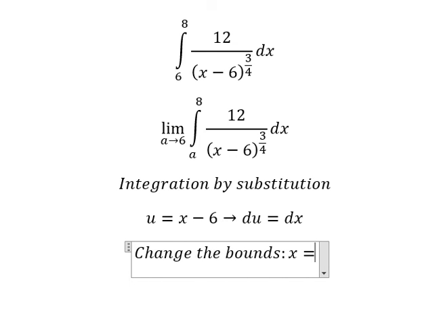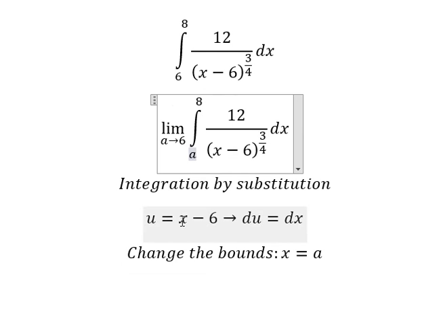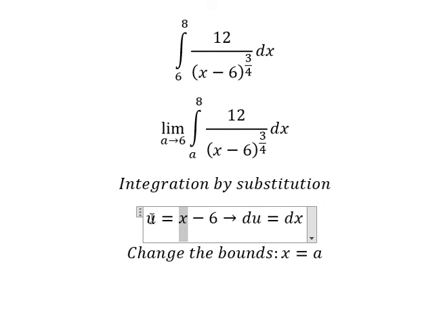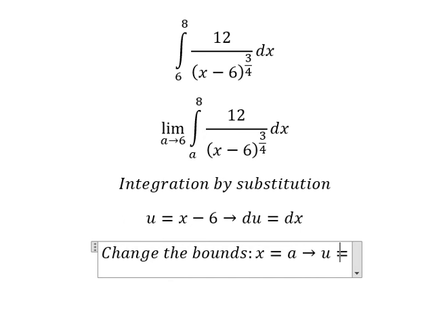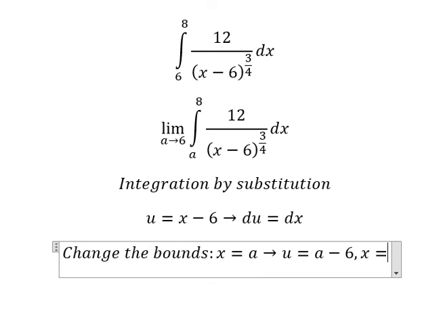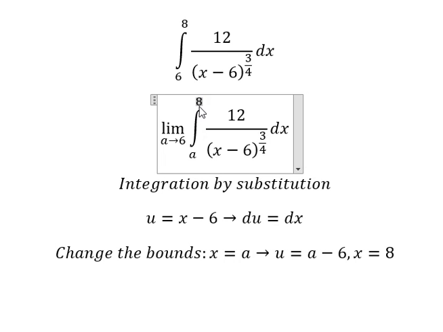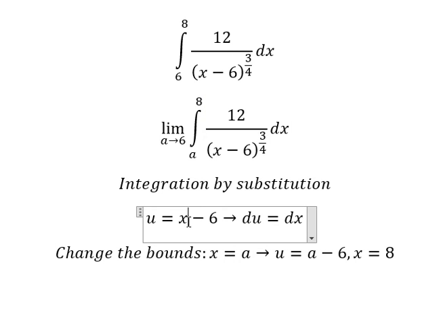When x equals to number 8, that's it from here. So we put this icon here to find the value of u. So u equals to a minus 6. When x equals to number 8, that's it from here. So I will put number 8 gone here. So 8 minus 6, you got about number 2.